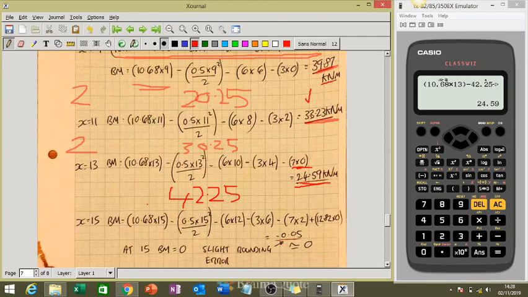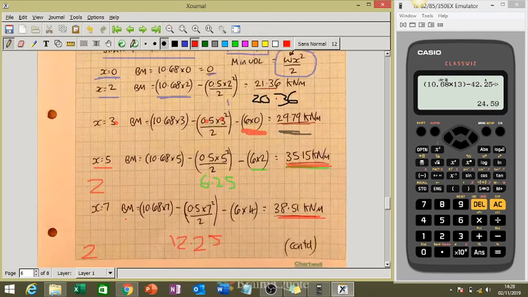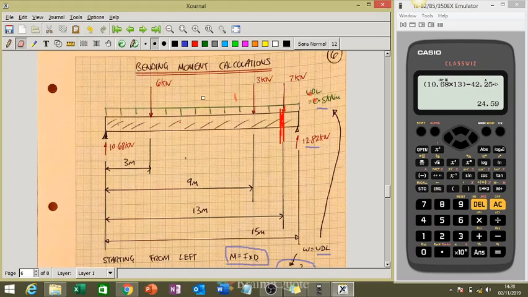The last bit, x equals 15. All the way to the end, the beam's in equilibrium. So hopefully our number will become 0. We have rounded these up a bit, so we may not get exactly 0, right? Because we've rounded up, but it should be fairly close to 0. If we get a massive number, there's something wrong. So we've got that force in that moment, that force in that moment, that force in that moment, that force in that moment, and all of this.